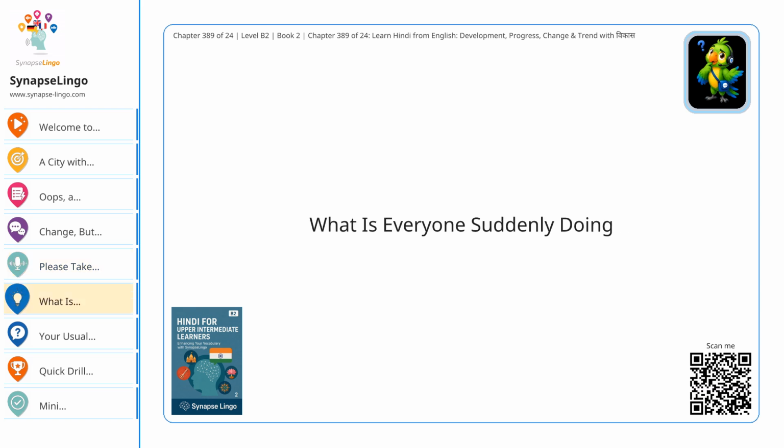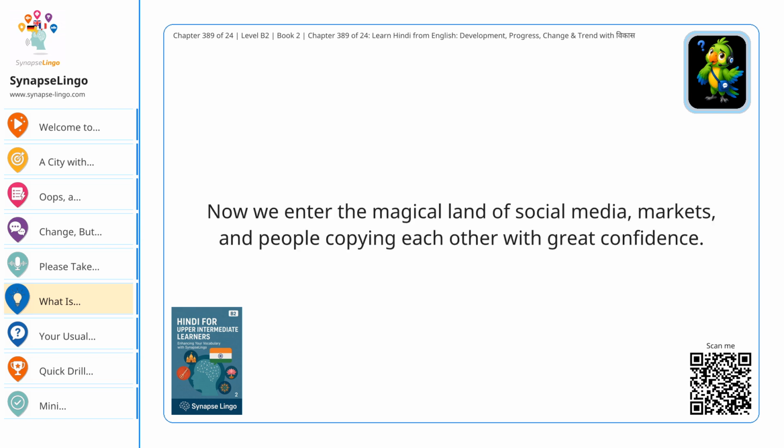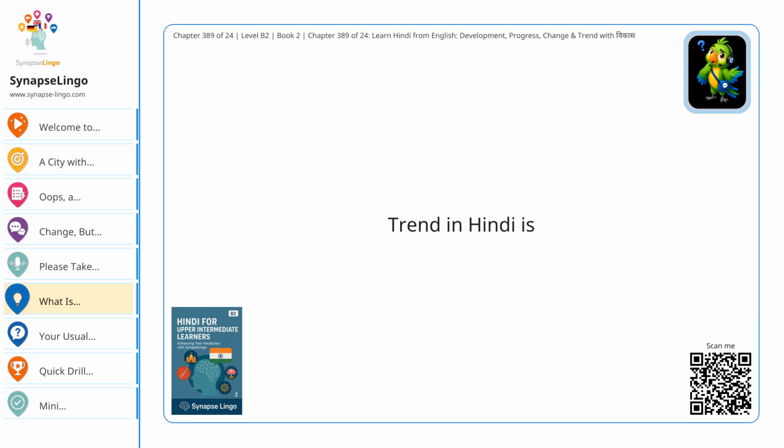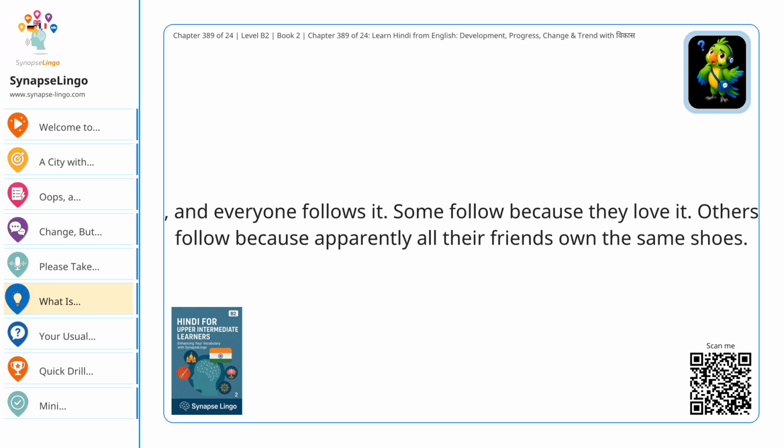What is everyone suddenly doing? Now we enter the magical land of social media, markets, and people copying each other with great confidence. Trend in Hindi is रुझान. This fashion रुझान is popular among teenagers. The market रुझान is changing quickly. We studied the रुझान in online shopping. Imagine a giant arrow in the sky labeled रुझान, and everyone follows it.